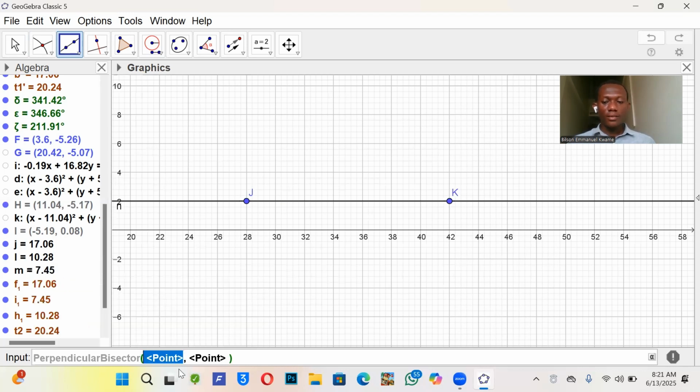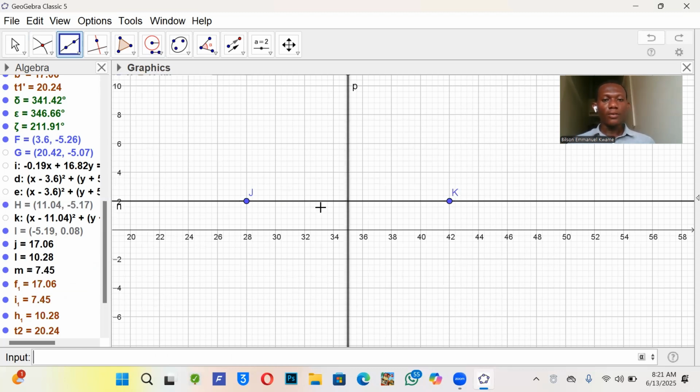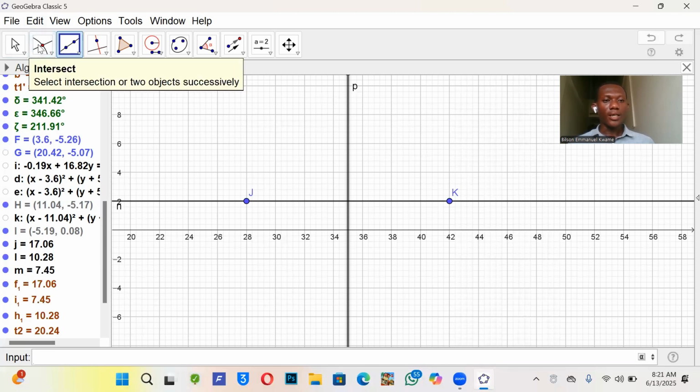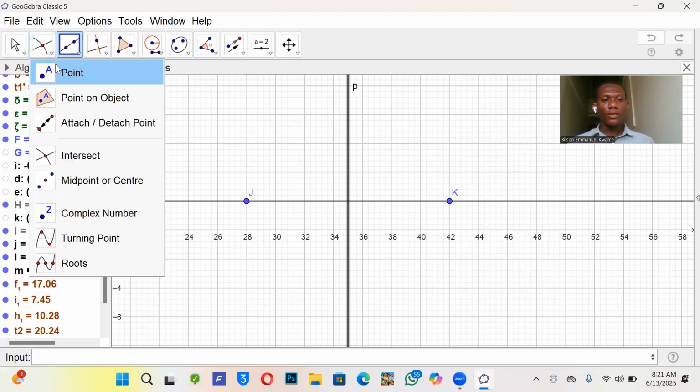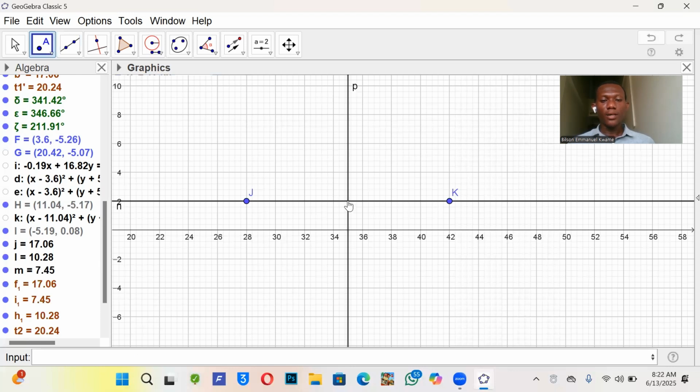From the point J to the point K, right? So that is the perpendicular bisector, right? We've been able to draw the perpendicular bisector. The next thing we are going to do is let's pick the intersection here. Points. Let's pick the intersection here, right?